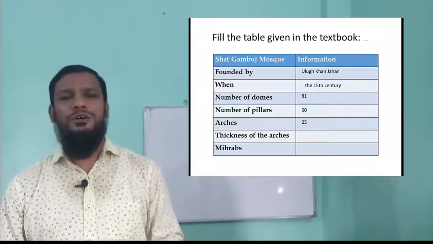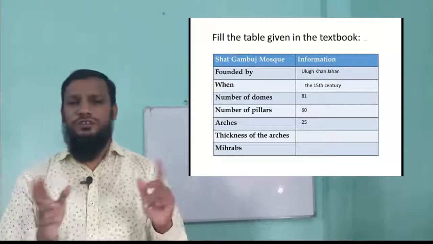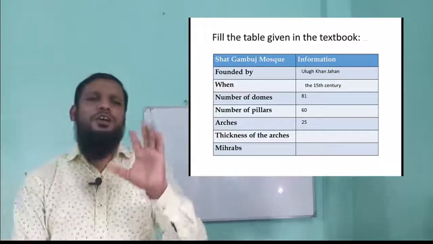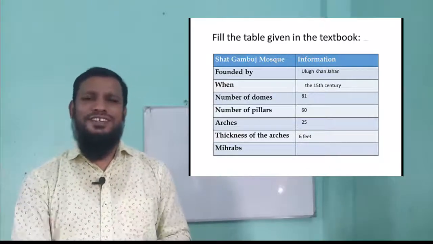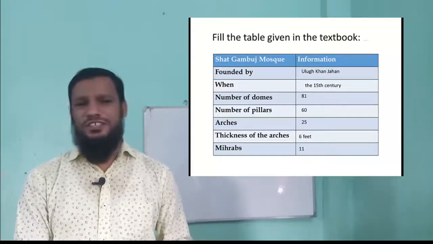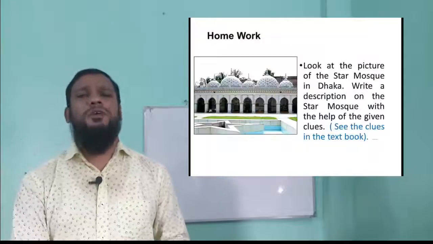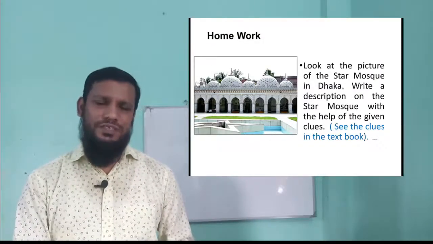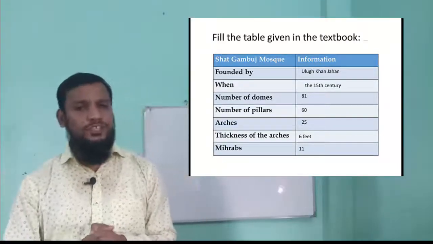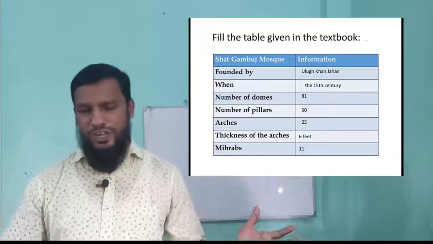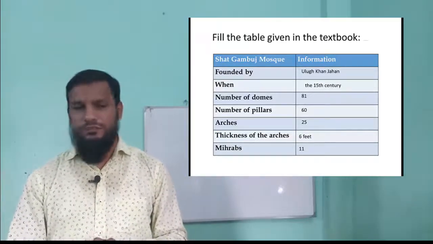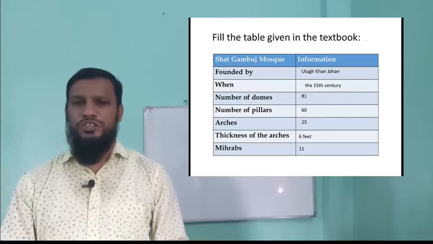Because 7 each in south and north, that's 14, and 11 in the east. Thickness of the arches, 6 feet. How much thick? Yes, it's 6 feet. Mihrabs. There are 11 mihrabs in the mosque. Dear students, we have got some information about Shat Gambuj Mosque. We have read the text. We have shown the picture. We have enjoyed everything about Shat Gambuj Mosque.